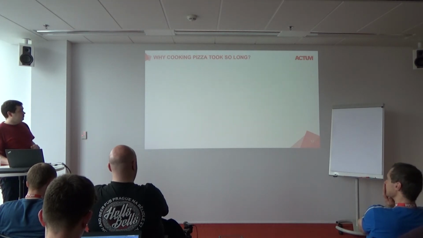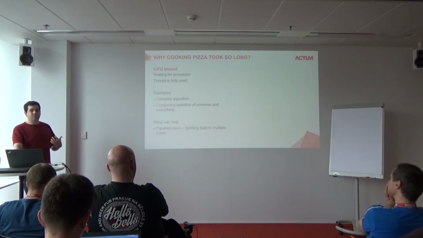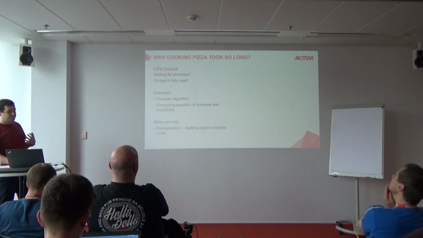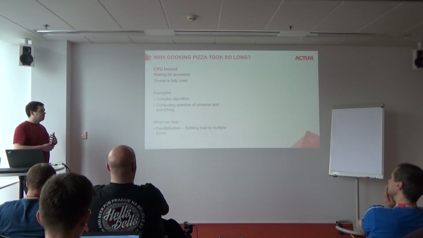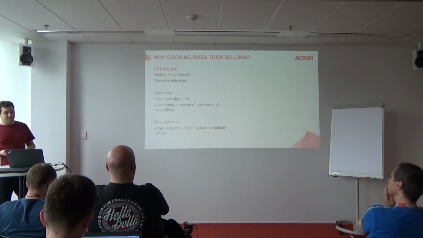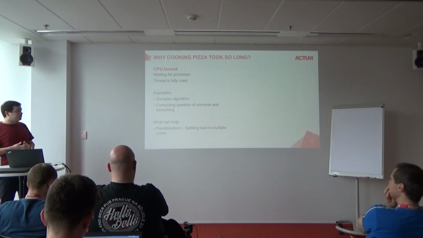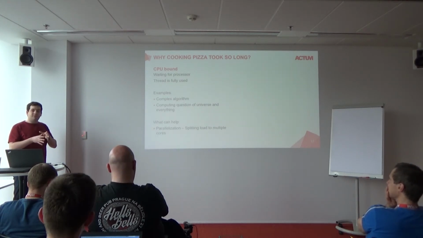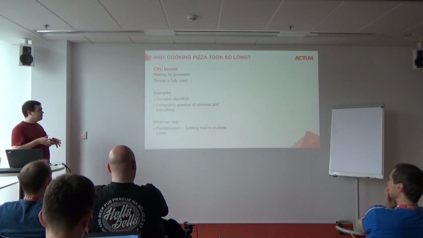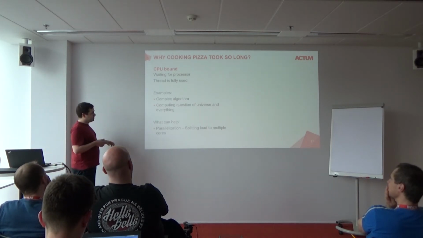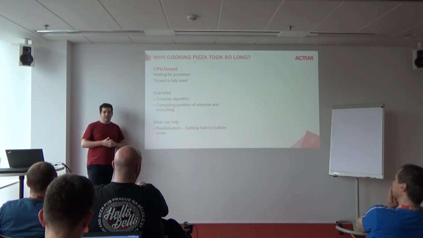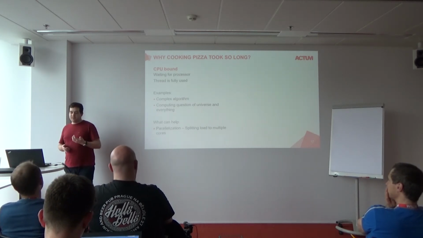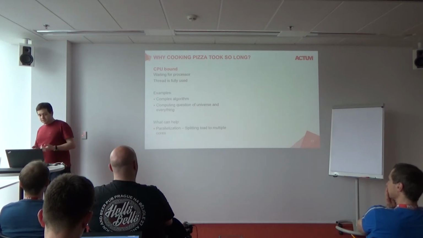So, why did cooking pizza take so long? There can be two options. One is that the operation is CPU bound. That means there is some hard, complex algorithm that tries to calculate something, and basically we really need the thread to complete the operation. We can do something like parallelization, and you can split the load into multiple cores, into multiple tasks running at the same time. That can help you in the case that the operation is really CPU bound.